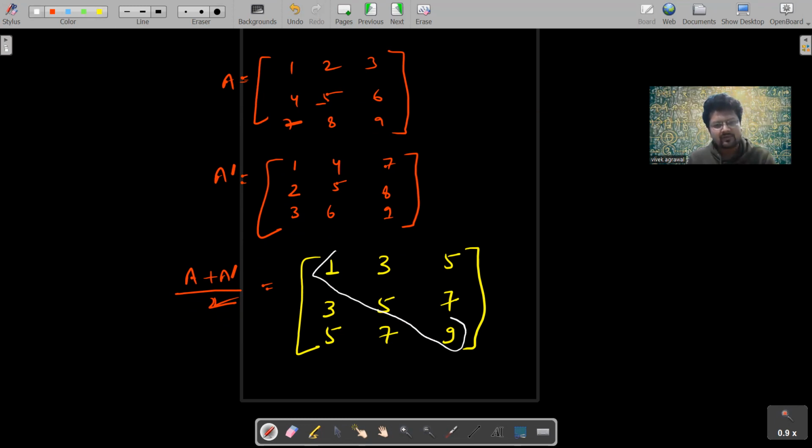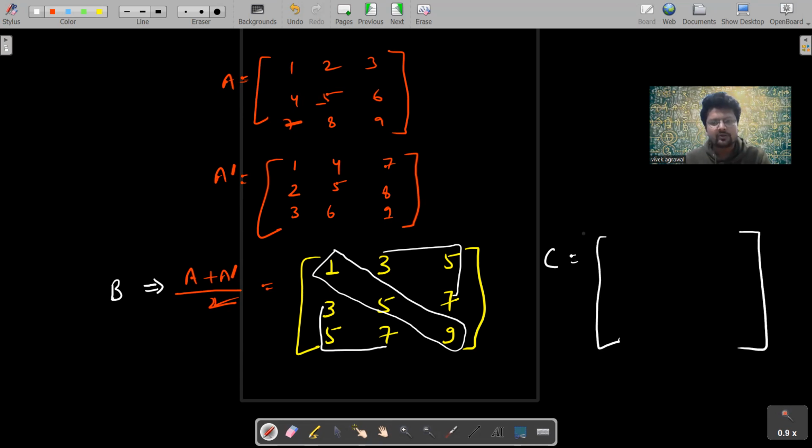This is the diagonal, 1, 5, 9. And about the lower part and the upper part, these two are similar, right? This is 3, 5, 7. This is 3, 5, 7. If you do the transpose of it, you will get the same values. Yes or no? Yes. So this is a symmetric matrix, right? And because it's a symmetric matrix, I have given a name to it. Let's say B.